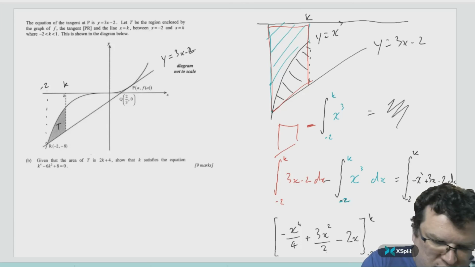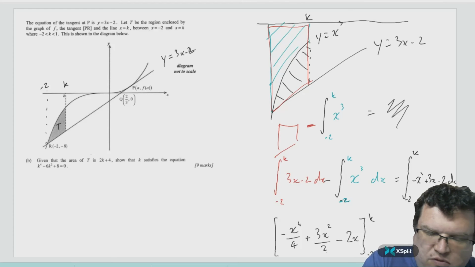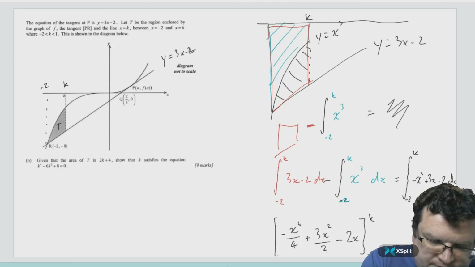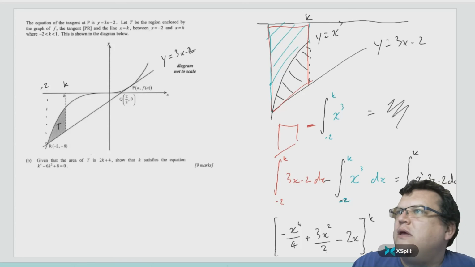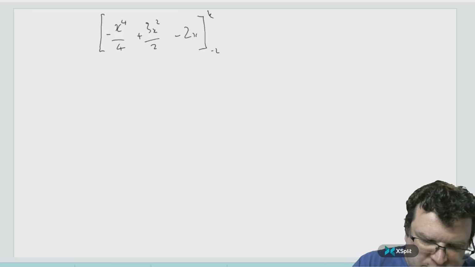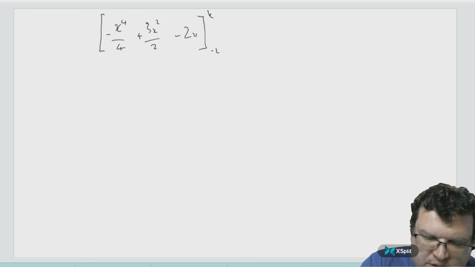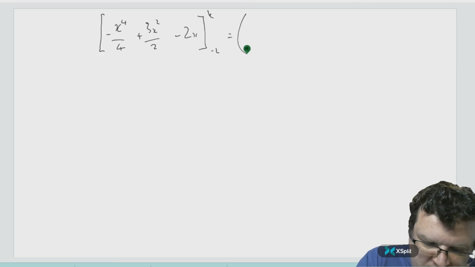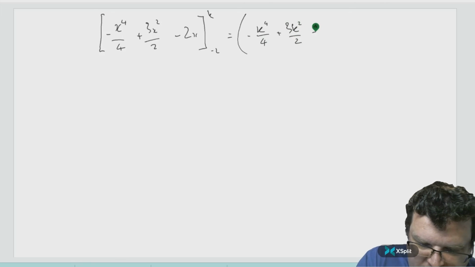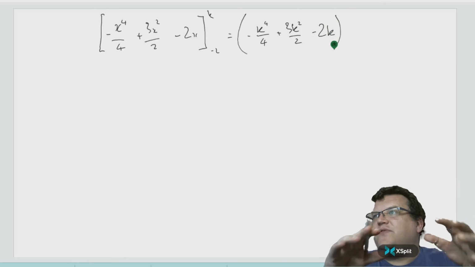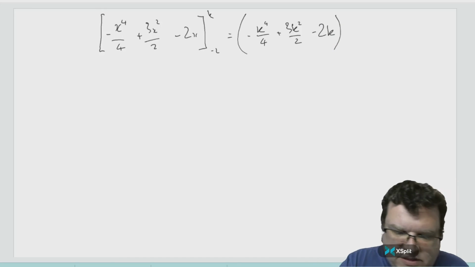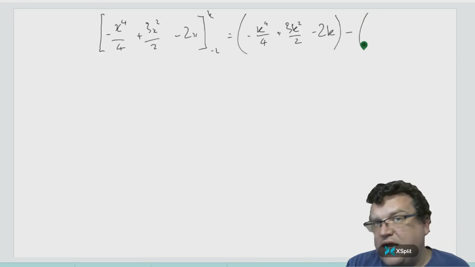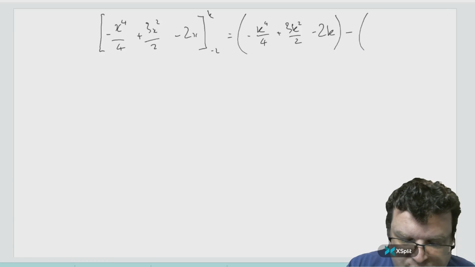We've got the integral of negative x to the 4 over 4 between -2 and k. Working just on this expression, we're going to substitute in k first, and we get negative k to the 4 over 4 plus 3k squared over 2 minus 2k. I'm going to use round brackets for the whole thing so I don't get confused with signs. I know I'm substituting in a negative 2, and negatives often lead to errors. So let's put this negative 2 in.